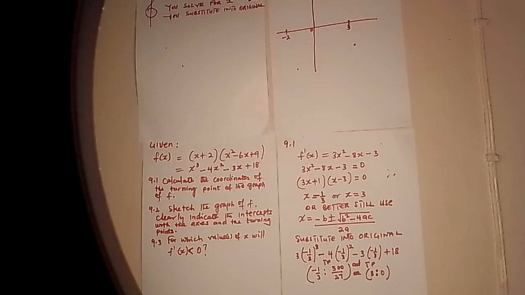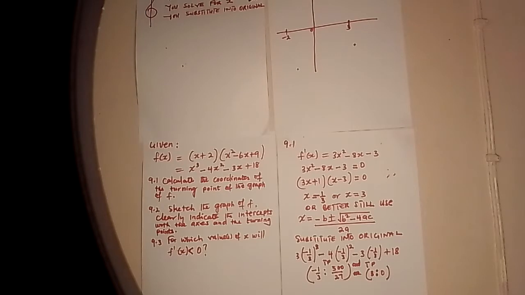9.1, 9.2: sketch the graph of f, clearly indicating all the intercepts with the axes as well as the turning point. And 9.3 says, for which values of x will f'(x) < 0? And so that is the solution that we are projecting here.